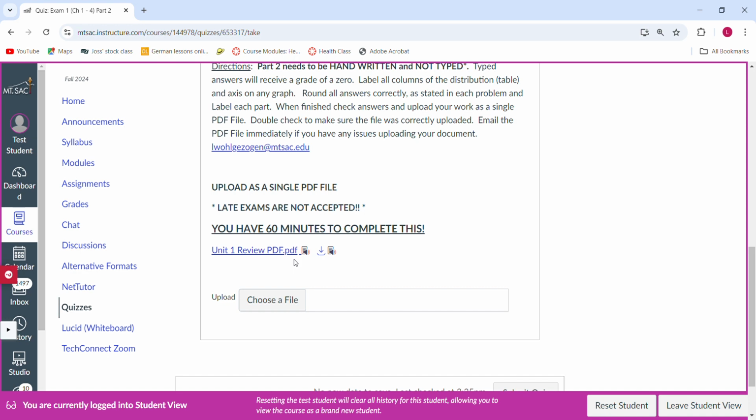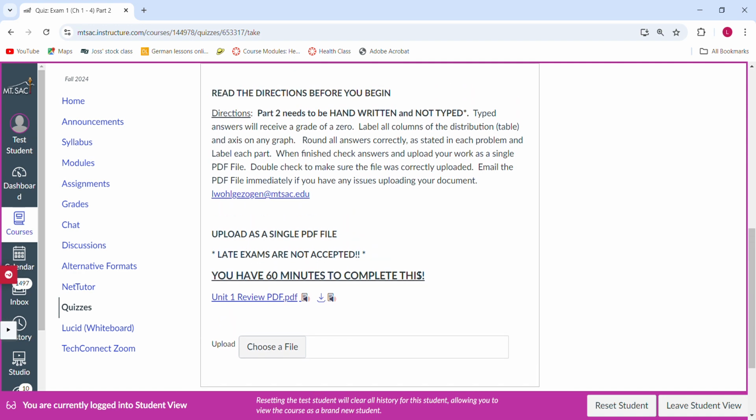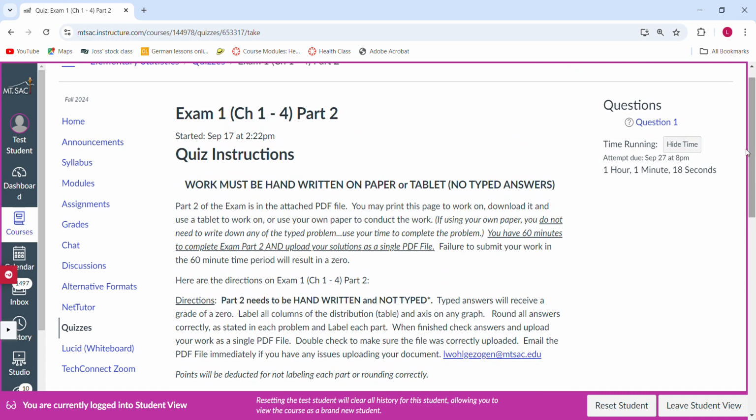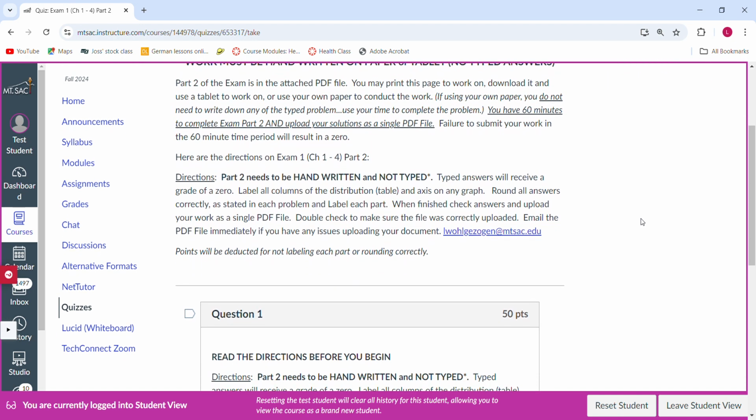Then when you're done, you're going to select that Choose File button down here, and you would either scan in or download that completed work. You want to make sure that you have the right file attached. The other thing I want to draw your attention to is that there is a countdown clock here in the right-hand corner that you can either hide or allow to show, so that way you're aware of how much time you have left. Also make sure that you complete this within those 60 minutes and upload. That is the best way to guarantee. And again, if there are any issues with uploading, definitely email that PDF over to me as soon as possible.